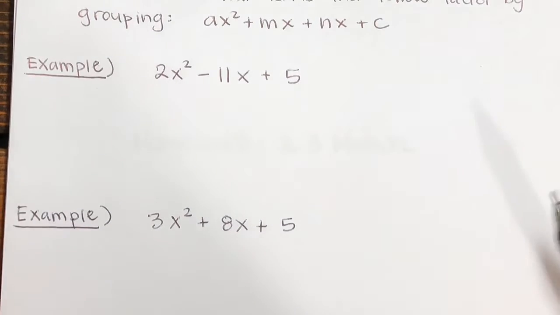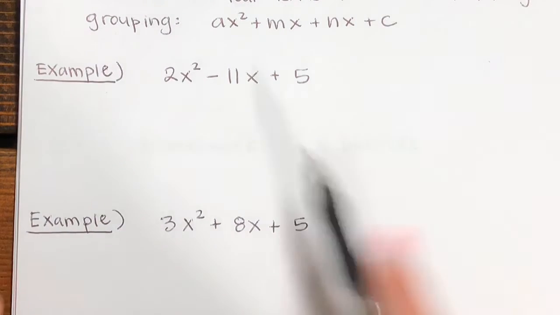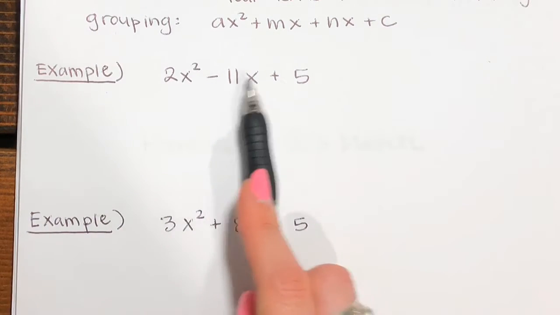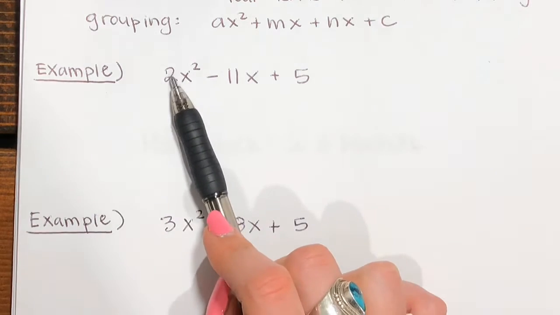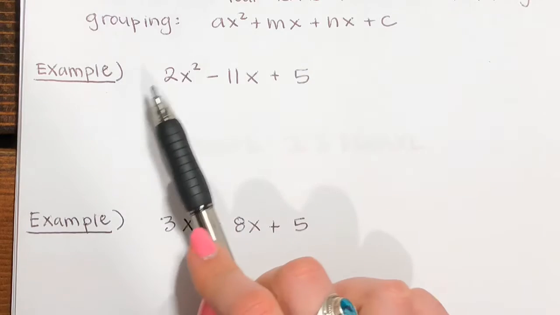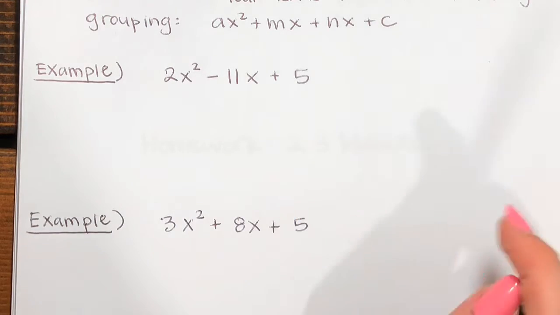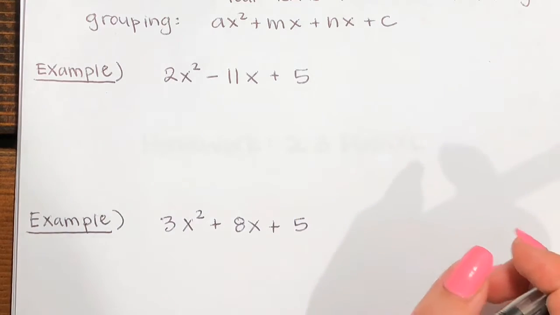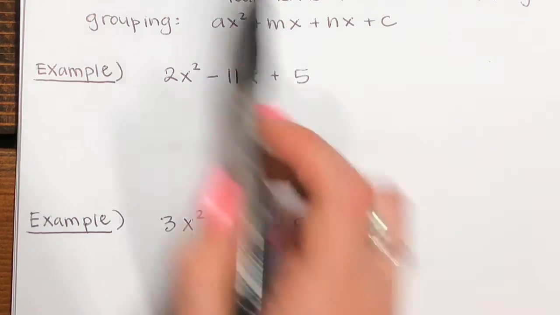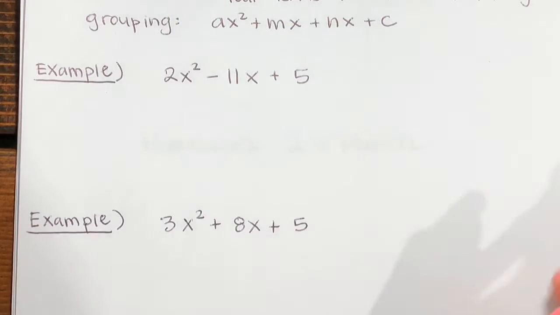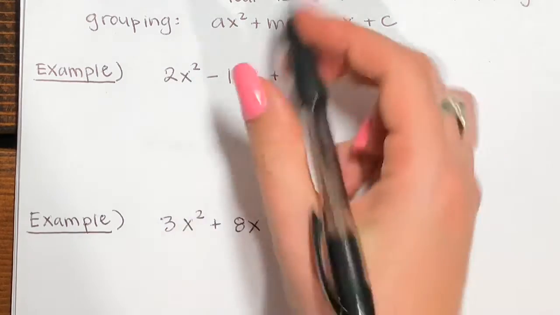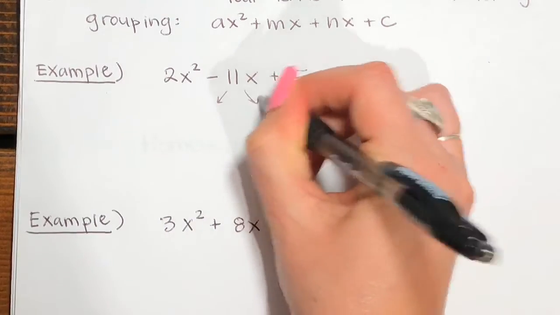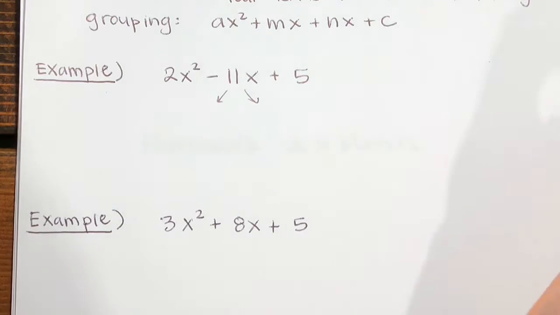Okay, so first example, we have a trinomial here in the form 2x squared minus 11x plus 5. So first you want to see, is there a greatest common factor between all 3 things? Well, 2, 11, and 5, they don't have anything in common, so there's no common factor, so we're just going to skip the first step from up above. Then what we're going to do is find a way to split up this negative 11x into 2 new numbers. And here's how we're going to do that.